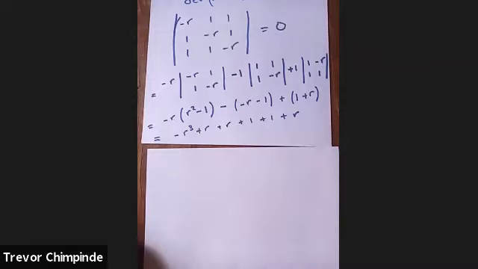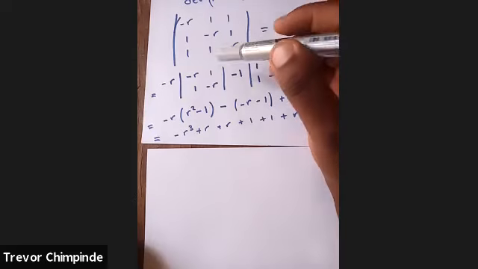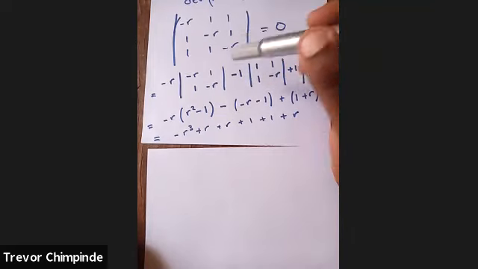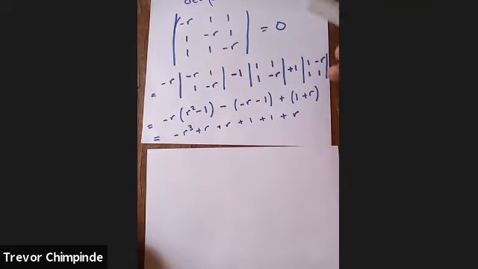Why is it that at the top we put minus 1 instead of plus 1, on the second entry? Yeah, it's how you define the determinant for a 3 by 3. Okay, all right.